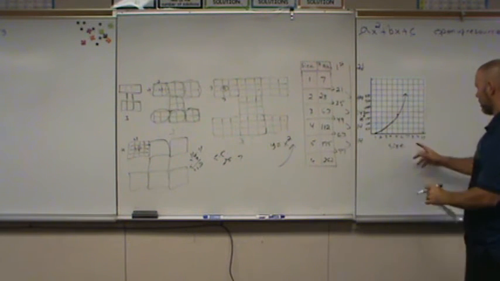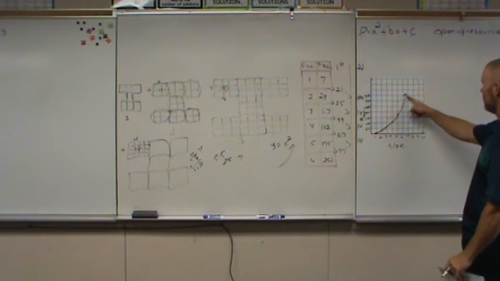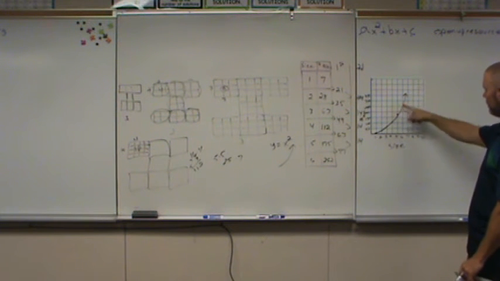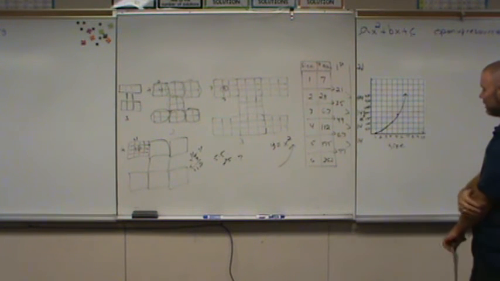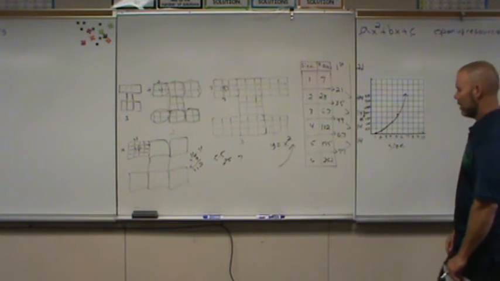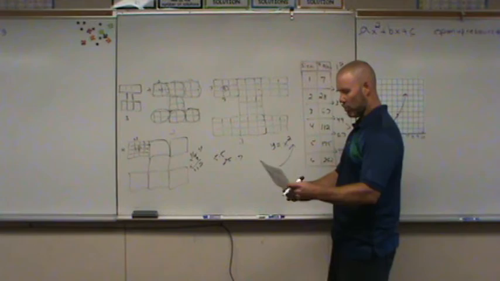See what happens? Now I can predict how many are going to be in 7. 7's probably going to be 300, 350, somewhere around in there. If I'd have drawn a few more points, it would have made it a little bit better. Right? But there's the graph of that. The last thing is make the equation.